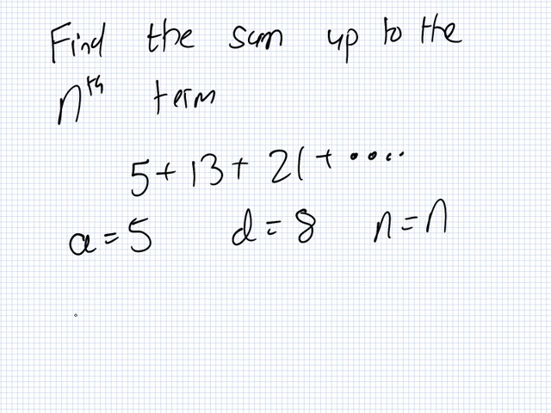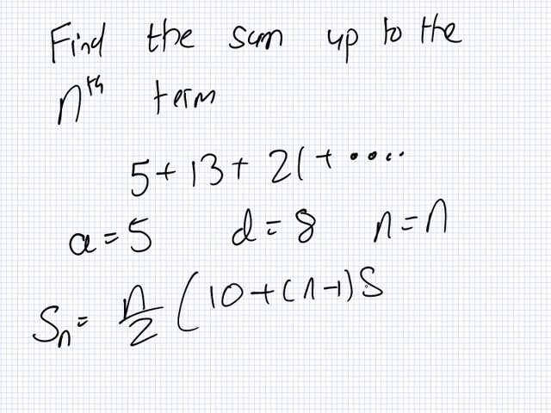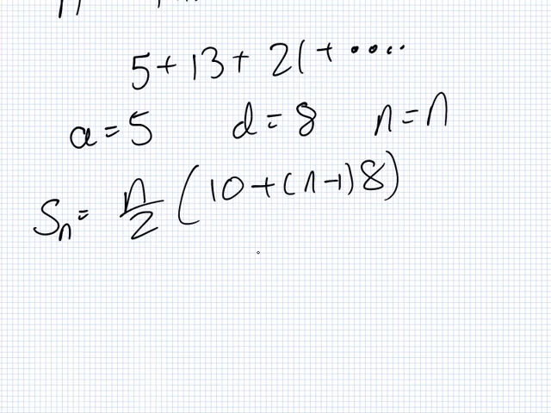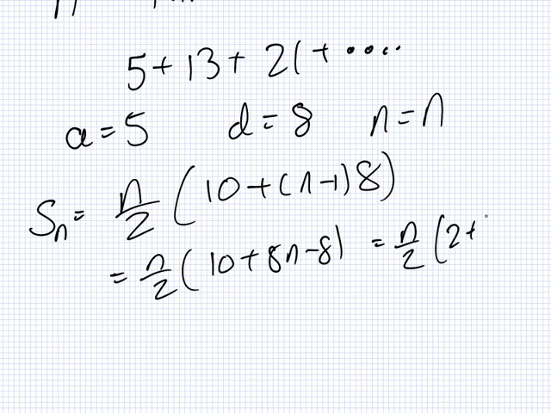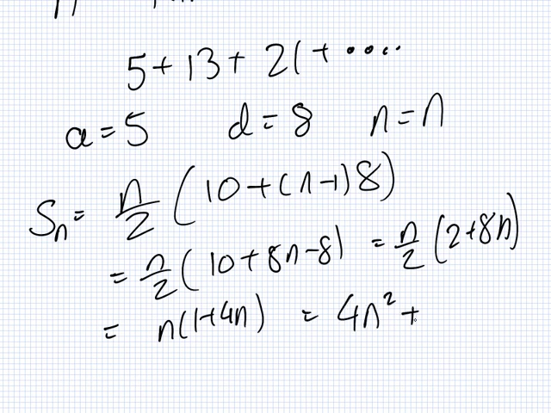Okay, so Sn equals N over 2 times 2A plus N minus 1 D. That is N over 2 times 10 plus 8N minus 8. N over 2 times 2 plus 8N. That is N times 1 plus 4N, which finally is 4N squared plus N.